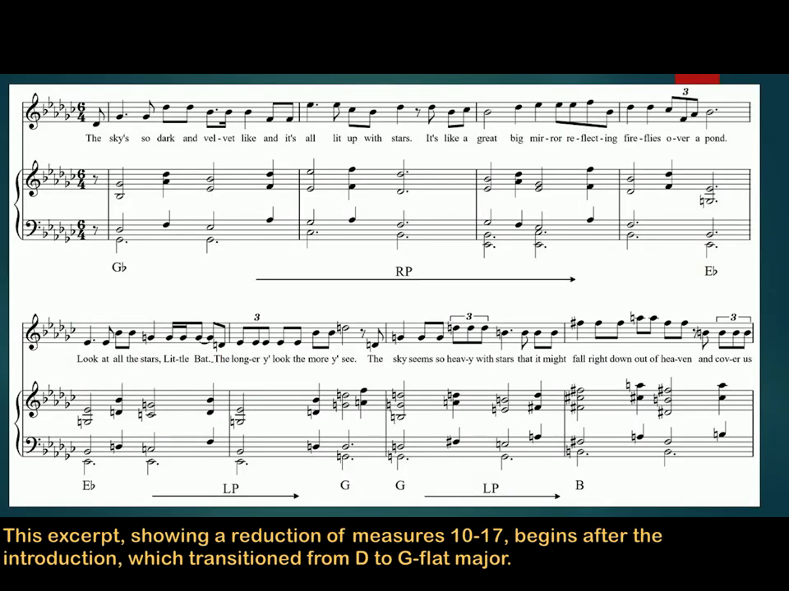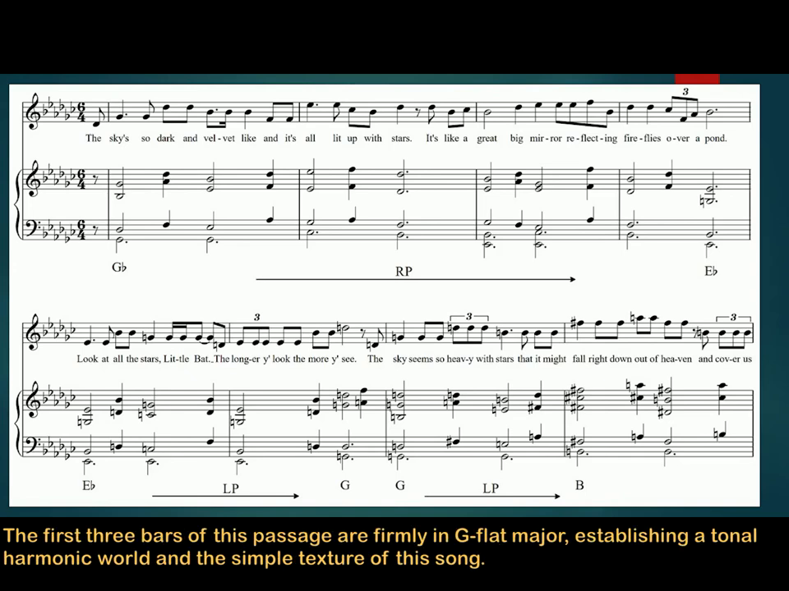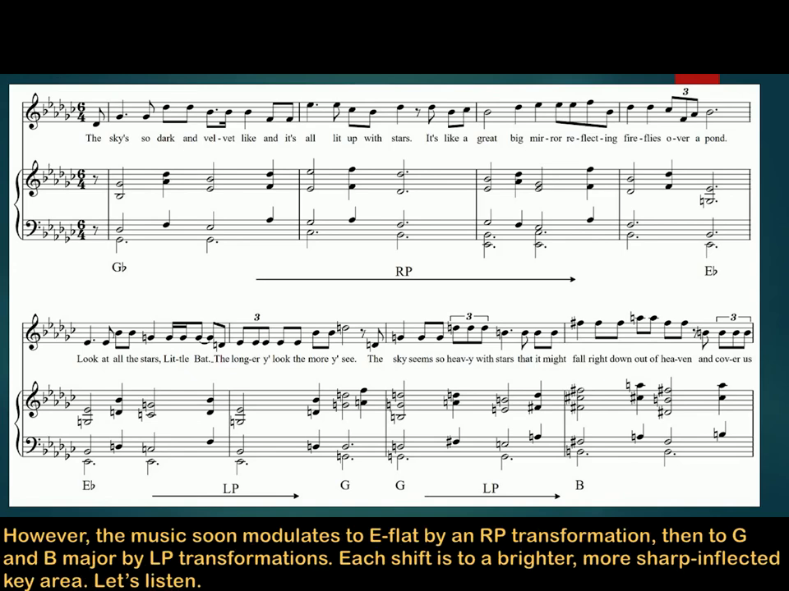This excerpt, showing a reduction of measures 10 to 17, begins after the introduction, which transitioned from D to G-flat major. The first 3 bars of this passage are firmly in G-flat major, establishing a tonal harmonic world in the simple texture of this song. However, the music soon modulates to E-flat by an RP transformation, then to G and B major by LP transformations. Each shift is to a brighter, more sharp inflected key area. Let's listen.